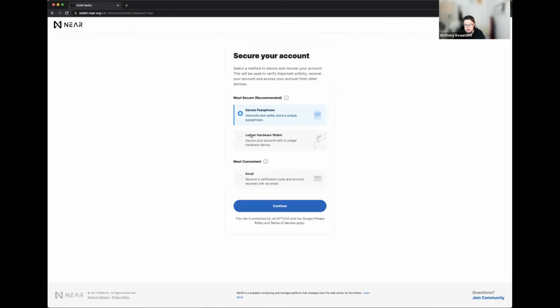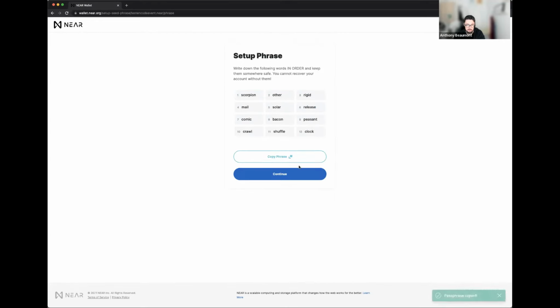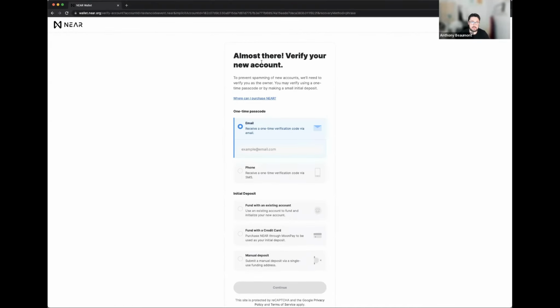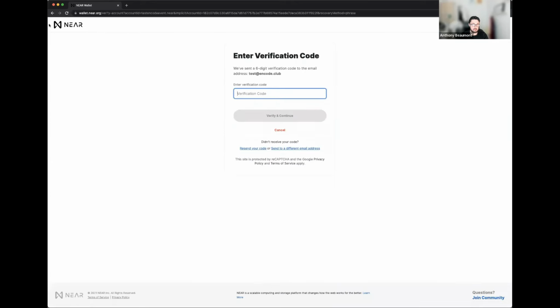And I can choose if I want to back it up to a Ledger, which is a hardware device, or a secure phrase. I'm actually not going to remember the phrase for now. I'm not using this wallet. No one's going to steal it. Oh no, I forgot what the phrase is. Cool. And then I can choose to receive a one-time verification code. And then I need to make an initial deposit, and that's it done. This is very nice. So I'm going to get a verification code to a test email. Let me get that.